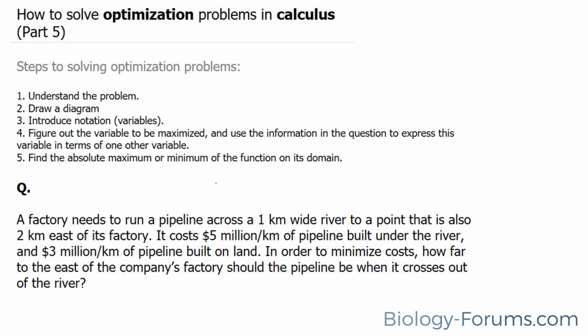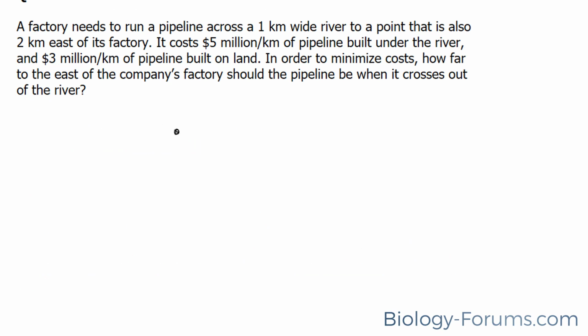Let's start off by illustrating this. This dot represents the factory, and it's separated by a river that is 1 kilometer wide. The pipeline has to be 2 kilometers east of this factory. So if it was directly down, that would be 0 kilometers east, so it has to be somewhere here. And it has to be a combination of both a pipeline under the water and a pipeline on the land. So it's going to look something like this, where that represents the pipeline, and we know that it's going to be 1 kilometer.